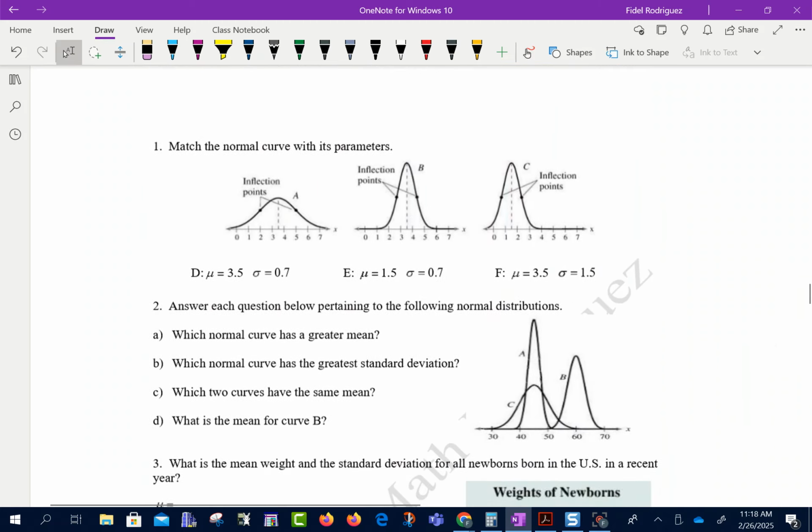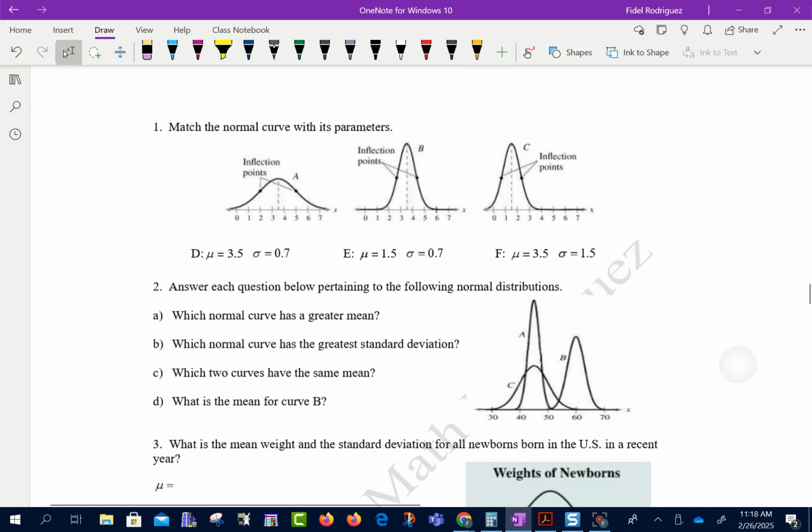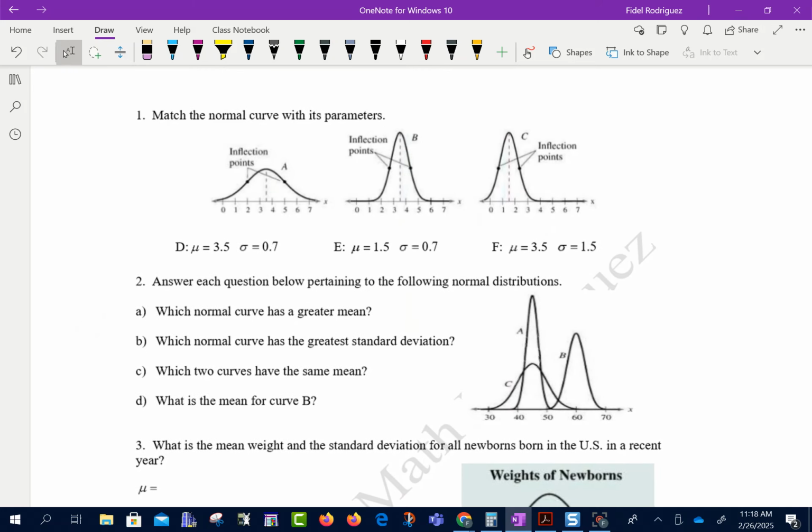So let's take a look at this first problem, see if we can't figure out some things for this. It's asking us to find the normal curve with the parameters, okay? So y'all, the first thing I'm going to do, I'm going to look at each of these curves, and I'm going to see if I can find their averages. Now remember, y'all, the average is always going to be this point right here. So for this one, my mu, my average, looks like it's about 3.5. If I come to this one, my average here is also about 3.5. And if I come to this one, my average here, y'all, looks like it's about 1.5. Okay. So we got a couple of our averages.